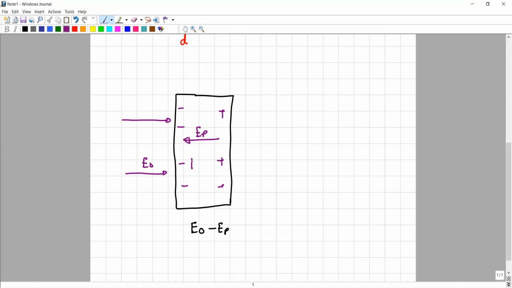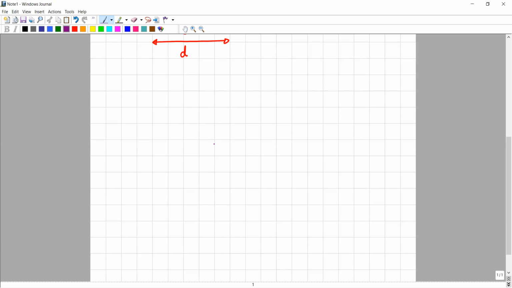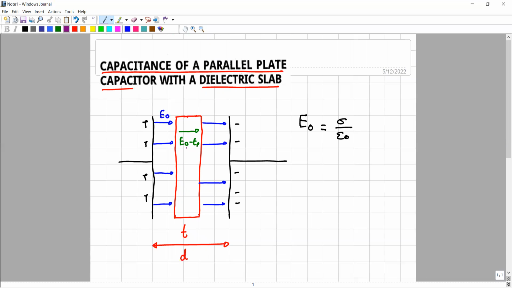So inside the dielectric, you have an electric field E naught minus EP. Why minus? Because you can see that E naught, the external electric field, is towards the right, and EP, the electric field set up by the polarization of the charge, is in the opposite direction. So the net electric field inside the dielectric is E naught minus EP. We are going to use this. So inside the dielectric, the electric field is E naught minus EP, and outside it is still E naught.